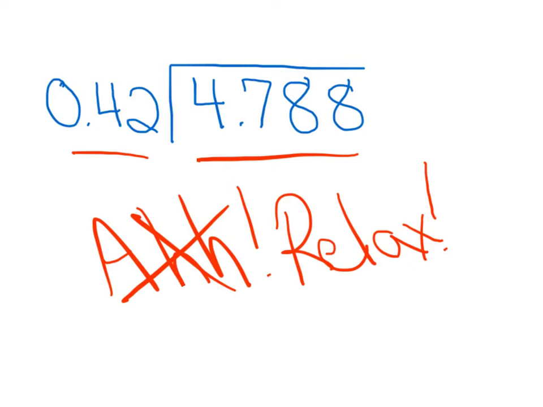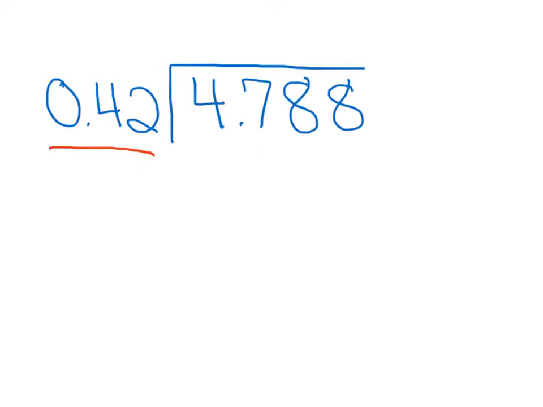The first thing you have to remember is we can't divide by a decimal. So the first thing we're going to do is make the problem easier by getting rid of this decimal point. And here's how we do this. We need to move the decimal point to the end of the number, and we need to count how many times the decimal point moves. So from here, 1, 2. We've moved it 2 places over.